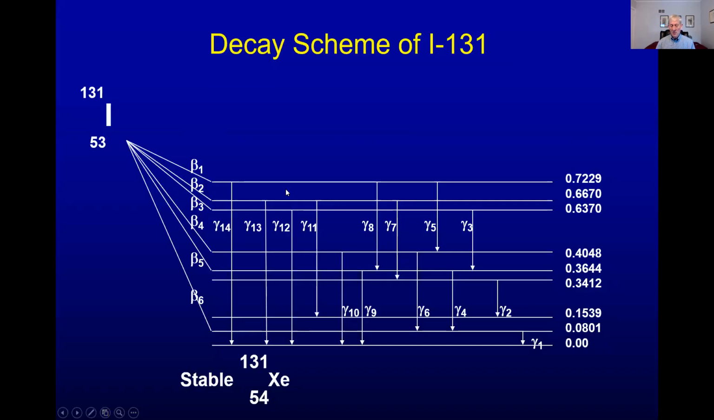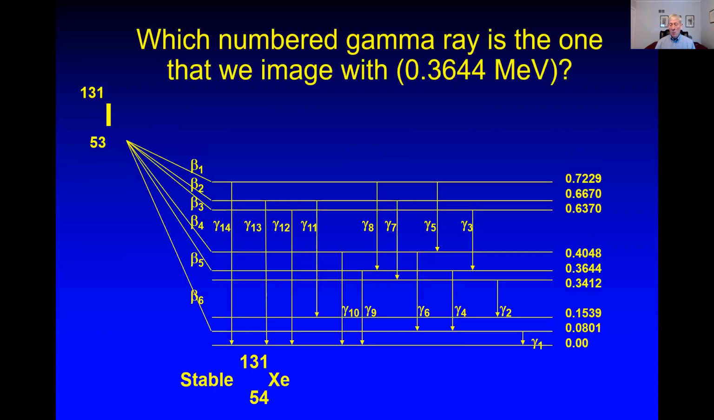Now let's go back to this decay scheme. You can see here 14 gammas and 6 betas. So I have a couple of good questions for you. Number 1, which is the numbered gamma that we image with for I-131? Now, if you look way over on the right side, I'm going to give you at least a little hint here. The energy is 0.3644. And there are actually a couple of different gammas that drop down to 0.3644. And there are actually a couple of gammas that drop from 0.3644 down to 0, which is the numbered gamma that we image with.